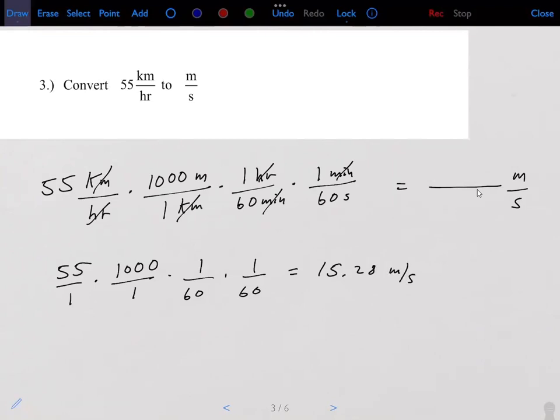Again, if we're being really careful with significant figures, then we'd have to round this to, I guess, 15 in this case, meters per second. So this should be 15 meters per second.